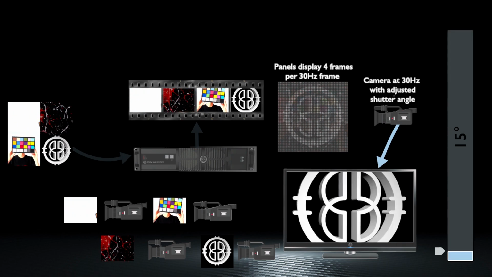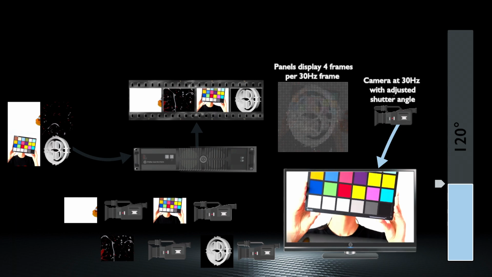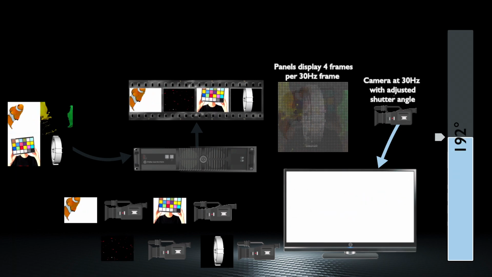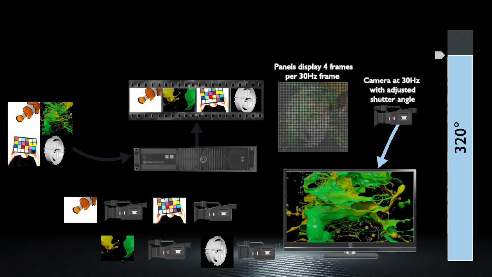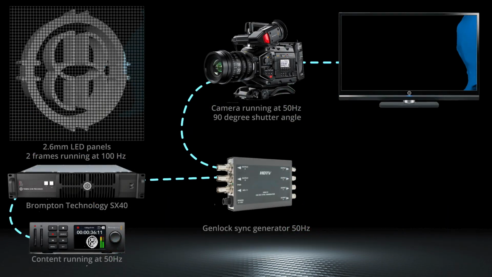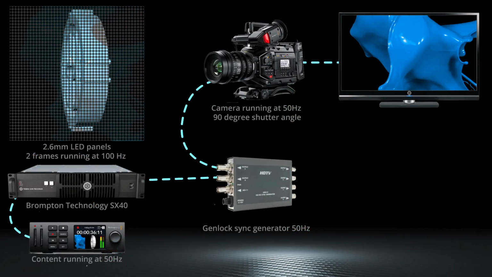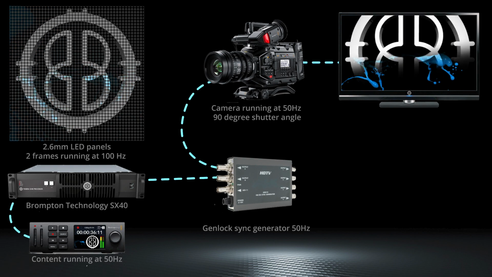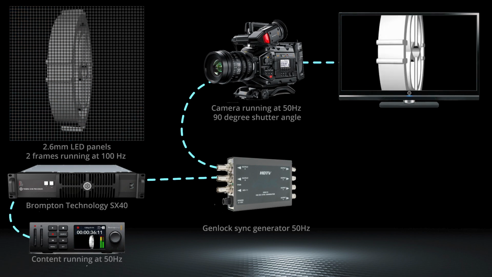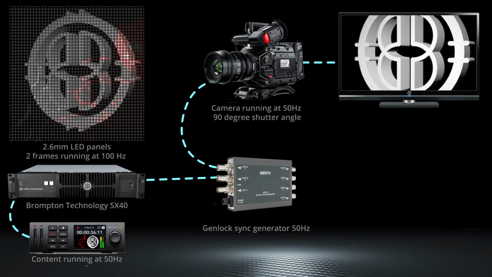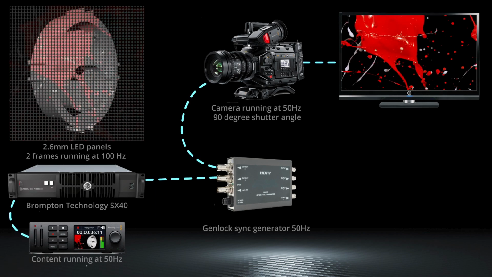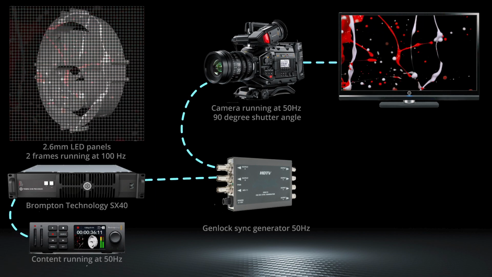In this video, we will show you how to set up the frame remapping on your processor and what factors to consider. All cameras and panels will be slightly different. However, for this video, we are using a Blackmagic Ursa camera with a 90 degree shutter angle, 2.6 millimeter LED panels, and all devices are genlocked to 50 Hz by a sync generator.